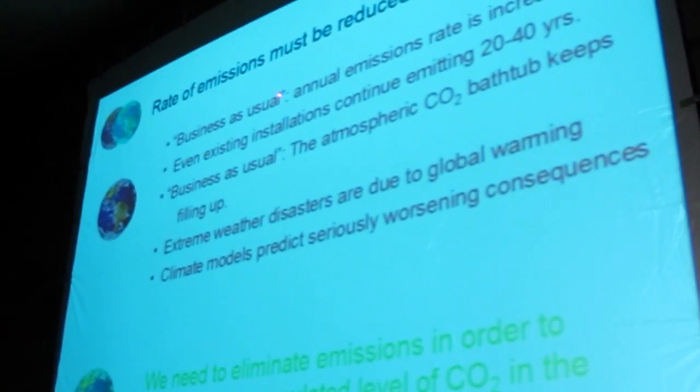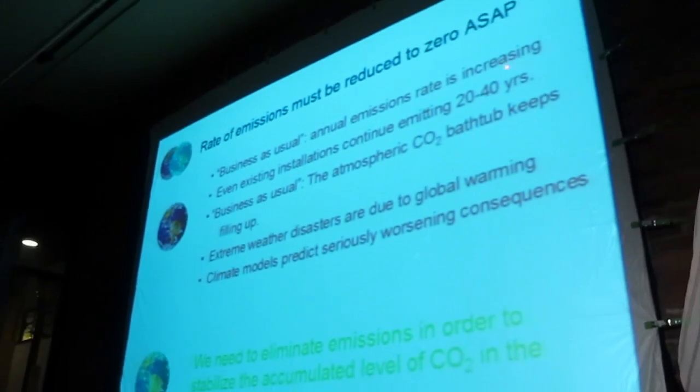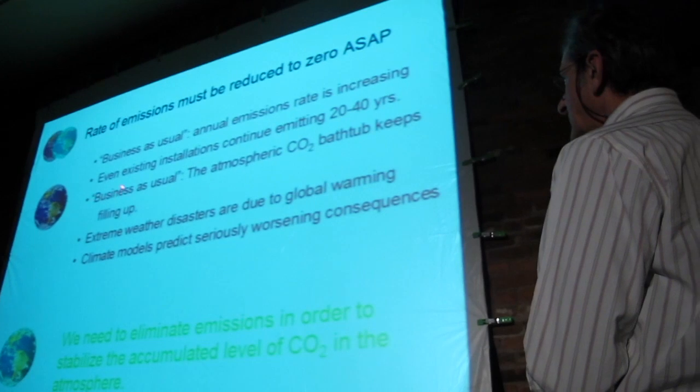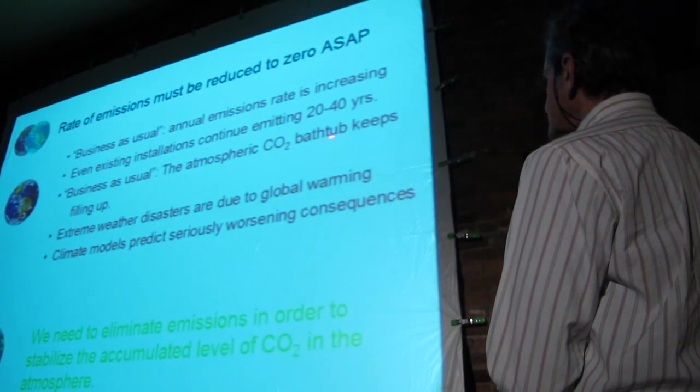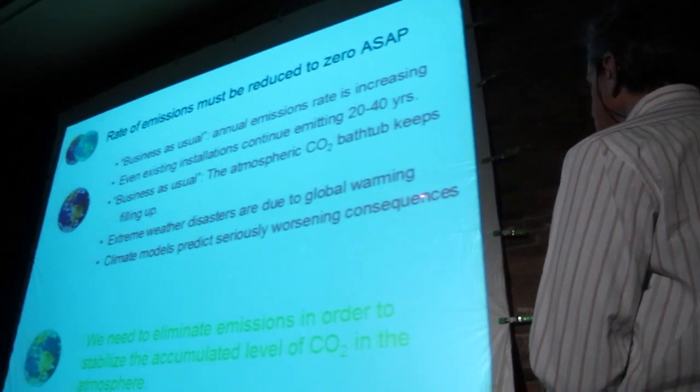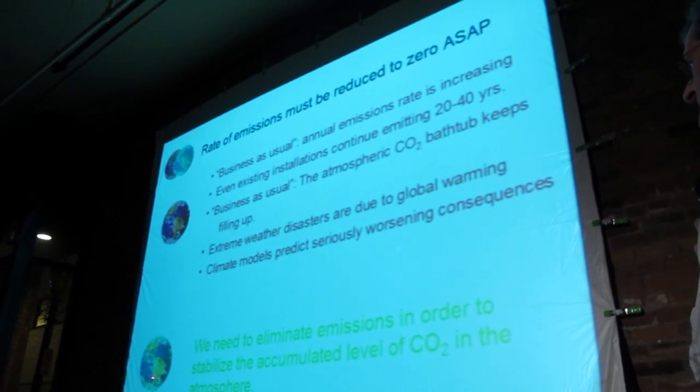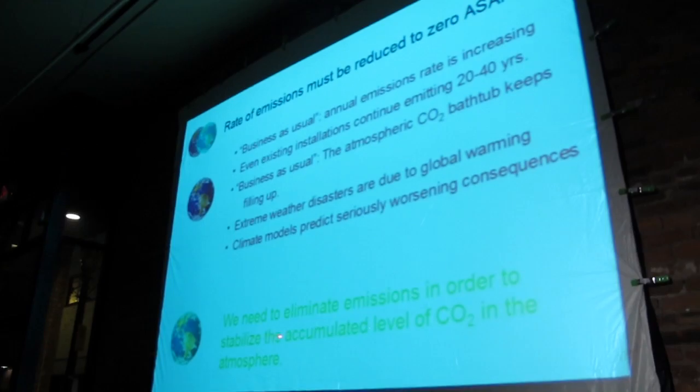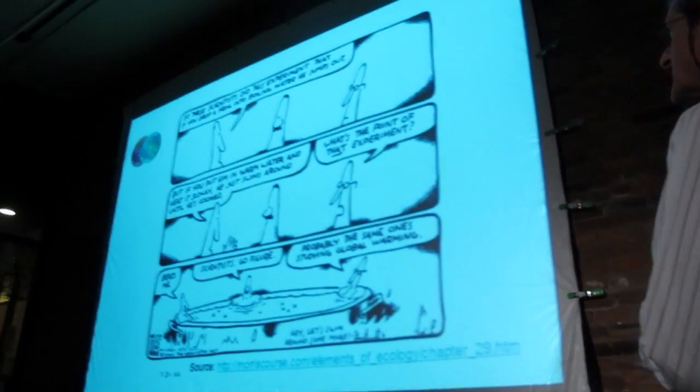So if we continue as business as usual, our annual emissions of CO2 are going to increase. Under business as usual, the atmospheric CO2 bathtub keeps filling up. We'll have more extreme weather. We'll have climate models predicting seriously worsening consequences. So we really need to eliminate emissions in order to stabilize CO2 as much as possible.